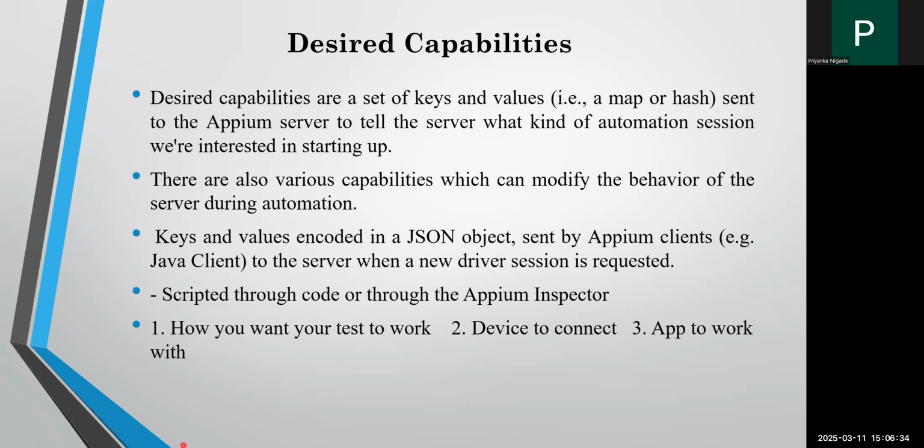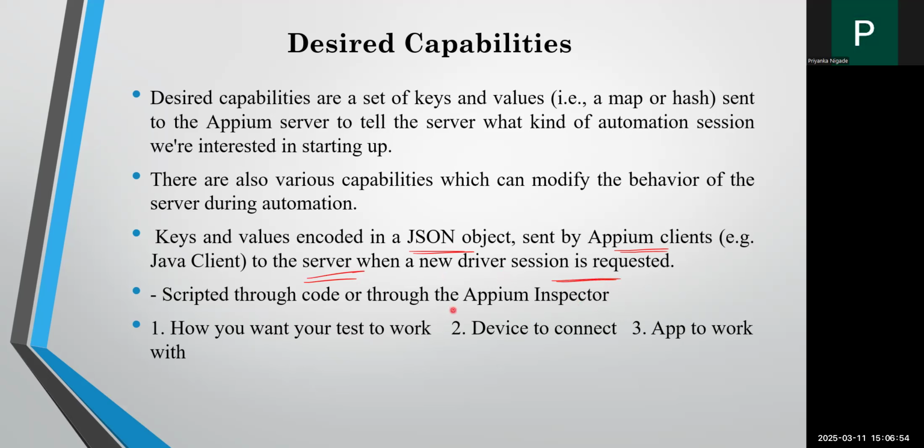So what are the desired capabilities? These are key value pair information, right? These key values are actually encoded in the form of a JSON object, which is sent by the Java client, meaning from the Appium client to the Appium server, whenever a new driver session is requested.